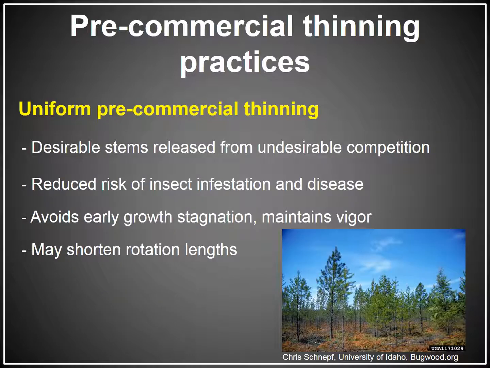The treatment is referred to as uniform because the primary goal is to increase spacing and reduce density. Little attention is paid to which trees are chosen to leave because, generally speaking, they're all about the same. This type of thinning, by maintaining stand vigor, decreases the susceptibility of residual trees to insect infestation and disease. It also may shorten the rotation length.